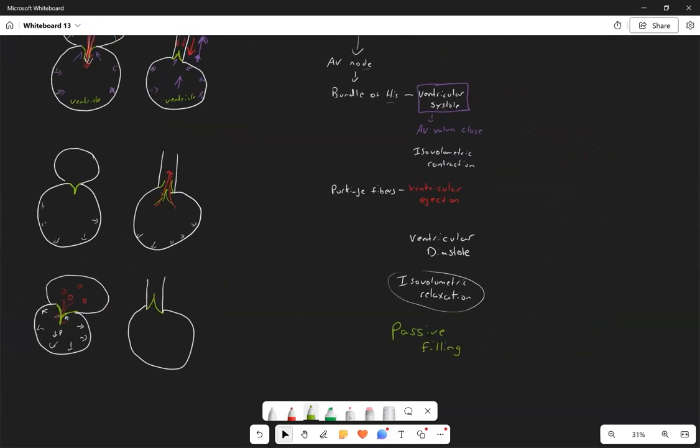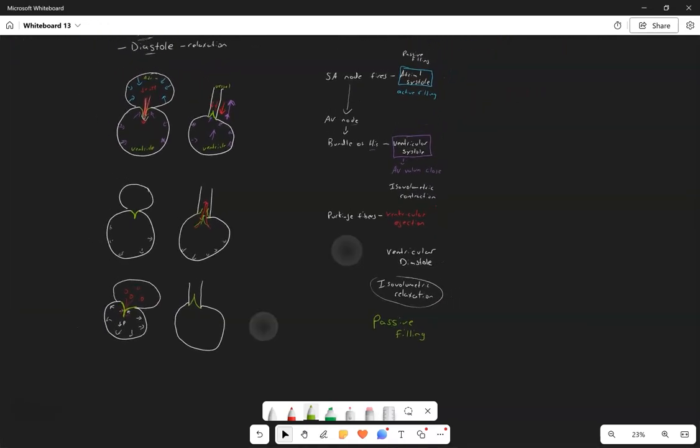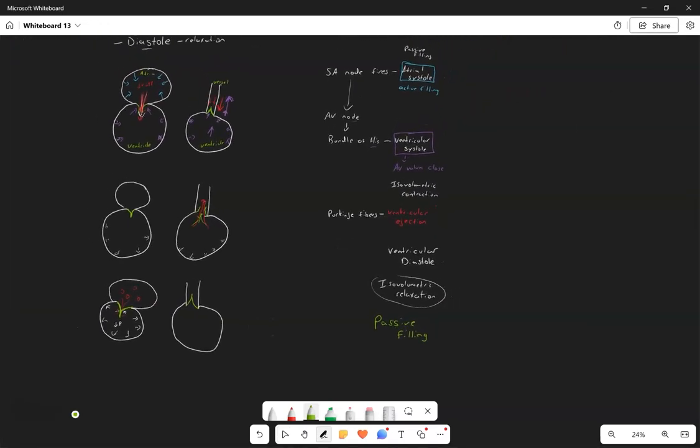So if we zoom out a little bit and look at all of our steps, notice that we're back at passive filling and we can start this all over again, because it's a cycle. We can go through this cardiac cycle again. Now, what you should try to do is write out all of the steps that happen during the cardiac cycle and see if you can get them down before you watch the next video, where I will write down all the steps of the cardiac cycle with you.